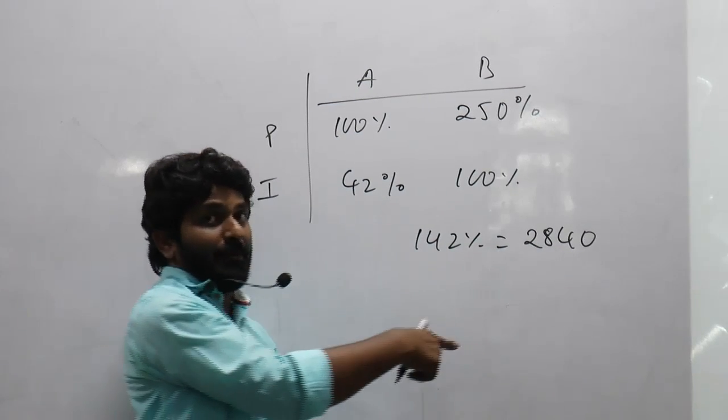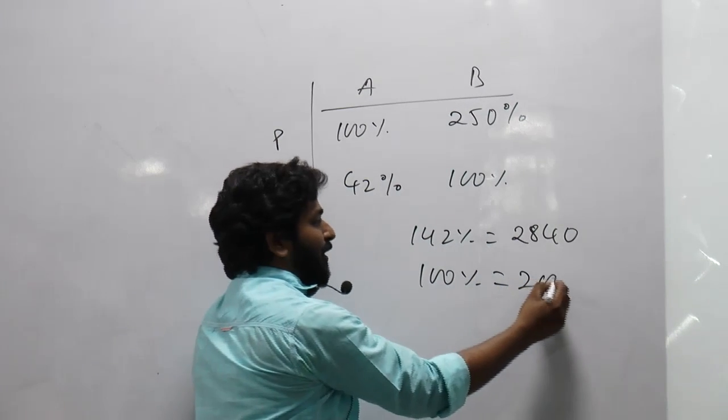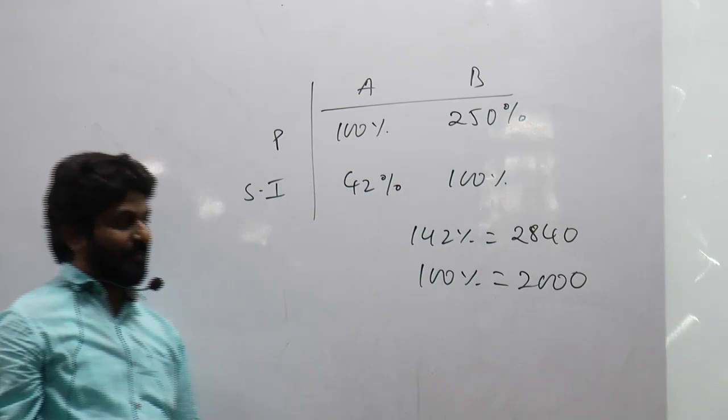You asked about the sum invested in scheme A, which is 100%. 2 times of this is 200 and then an extra zero. 2000 is the answer.